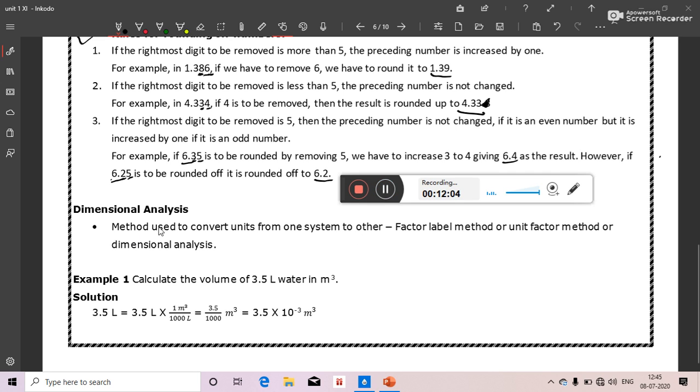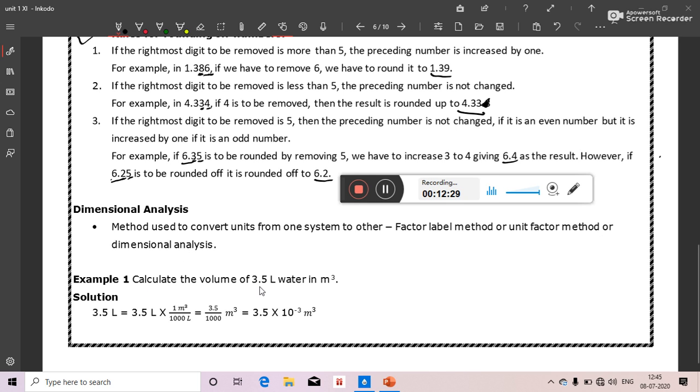Now next is dimensional analysis. So what is dimensional analysis? It is a method used to convert units from one system to another. It is also called the factor label method or unit factor method or dimensional analysis. Let us see an example to understand dimensional analysis.